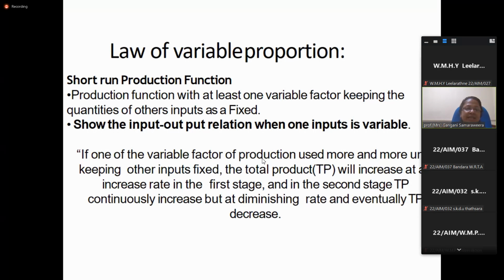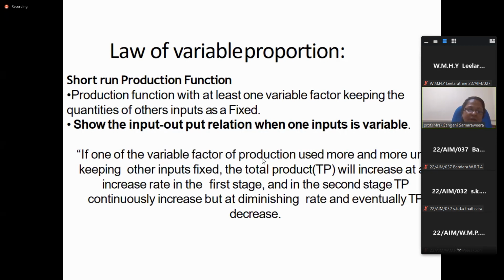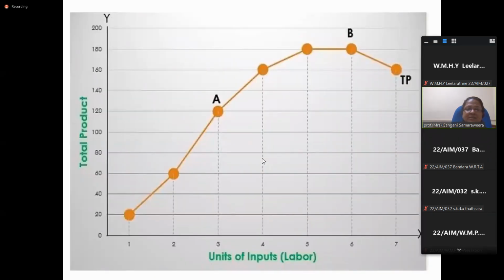Okay, so the law says like this: if one variable used more and more units, just imagine the labor, keeping other inputs fixed. Just remember capital. The total product will increase at an increasing rate in the first stage. In the second stage, total product continuously increases, but at a diminishing rate. That means decreasing rate. Just remember the graph like this.